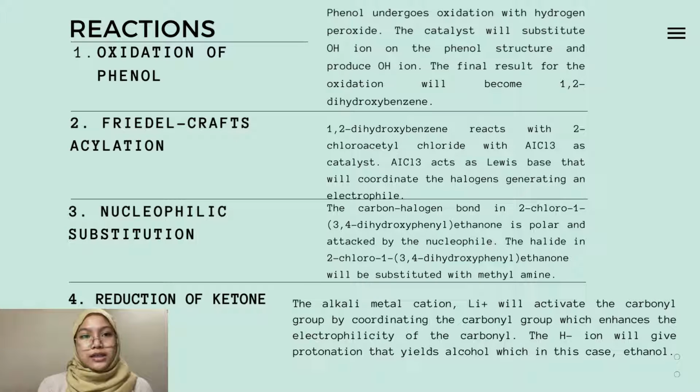The last reaction is reduction of ketone. The alkali metal cation lithium will activate the carbonyl group by coordinating the carbonyl group, which enhances the electrophilicity of the carbonyl. The H ion will give protonation that yields alcohol, which in this case is ethanol.